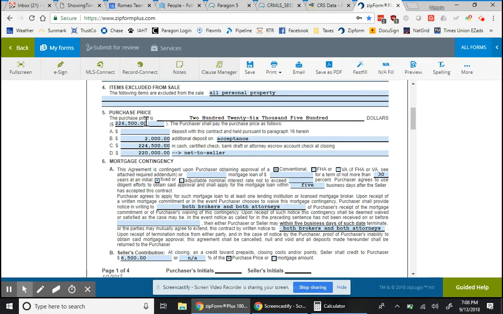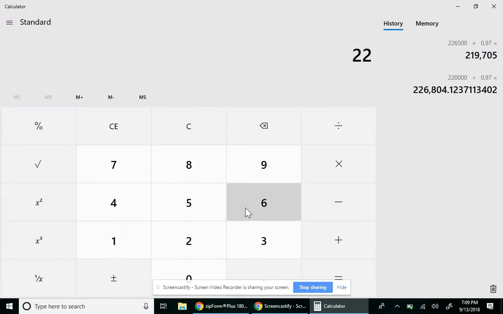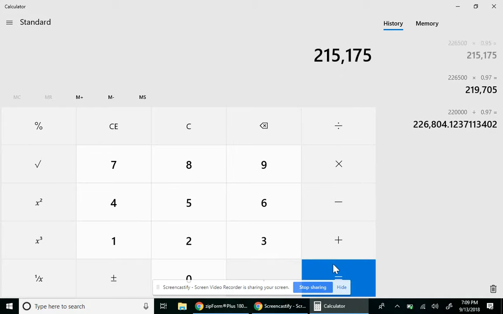So again, the mortgage loan amount would be your 226.5 times 0.95, because we're running this scenario off of a 5% down conventional. So your mortgage loan amount will now become 215,175.